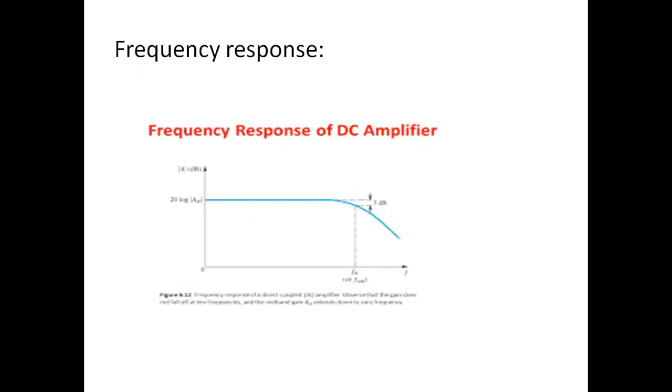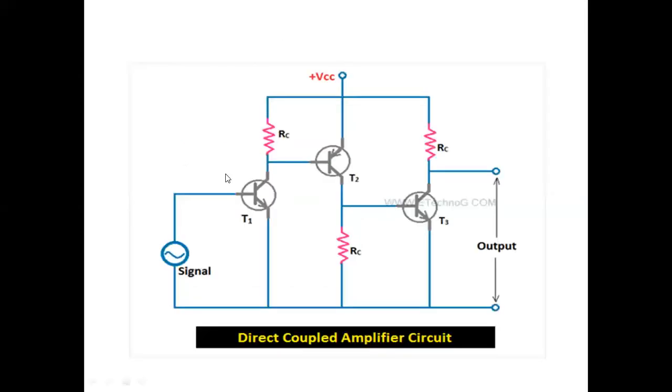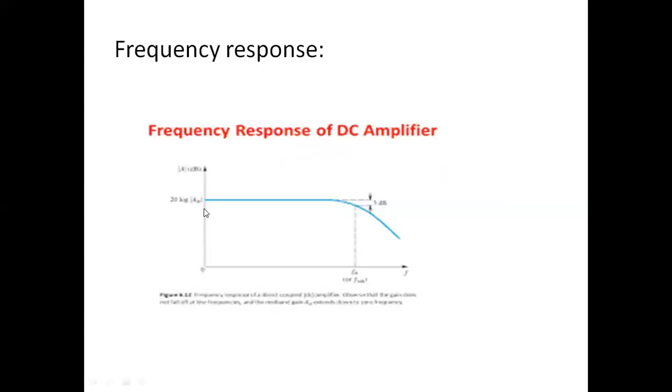Coming to the frequency response: due to the absence of coupling capacitors and RC components, the lower frequency response is good. What is the reason for lower gain at lower frequencies? We have already seen that if there is a coupling capacitance, we can get lower gain at lower frequencies. Here there is no coupling capacitor, so we can have higher gain at lower frequencies.